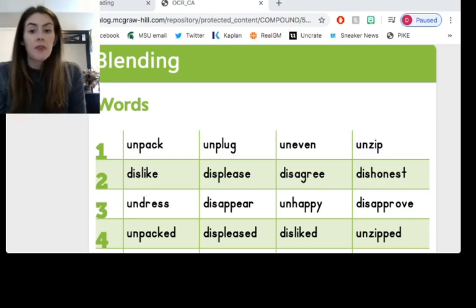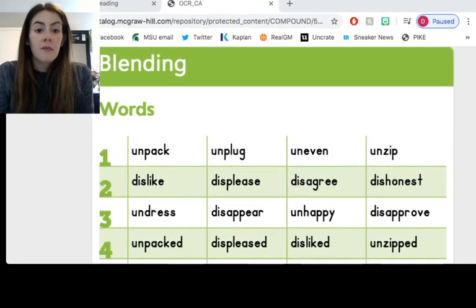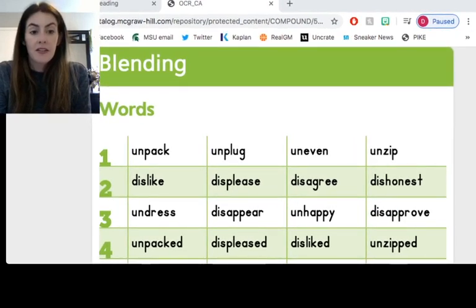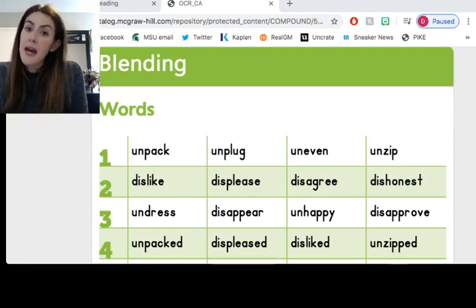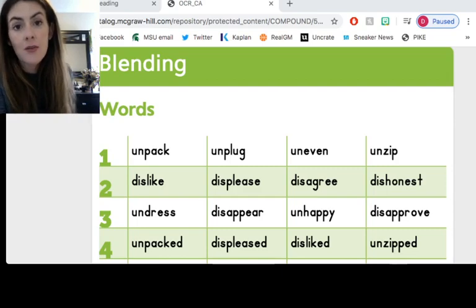Number 4, we have unpacked. Okay, let's blend it together. There's the prefix un, unpack, unpacked. And I see that ed at the end there. Unpacked. That means it already happened. It happened in the past because our base word here is the word pack.